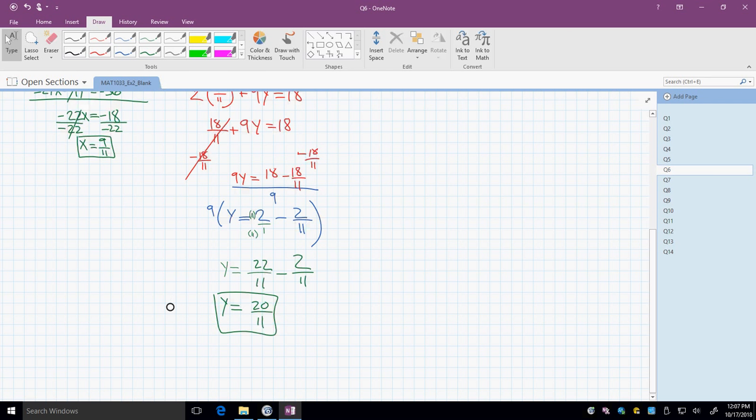Now we have 22 over 11. We could simplify that, you were right, but the idea is to have the same denominator so we can subtract the fractions. So we subtract the 22 minus 2, 20 over 11.